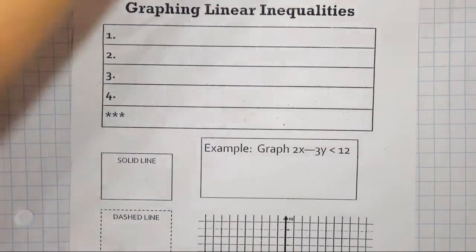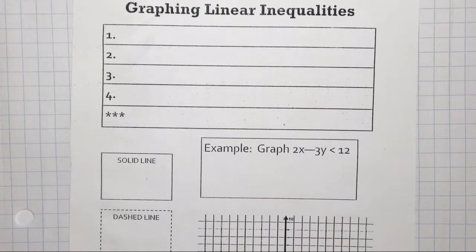But do you guys remember when we did inequalities on a number line and we had open or closed circles? When did we have an open circle? When it was just greater than or less than, and not equal to. Good. When did we have a closed circle? When it was also equal to.